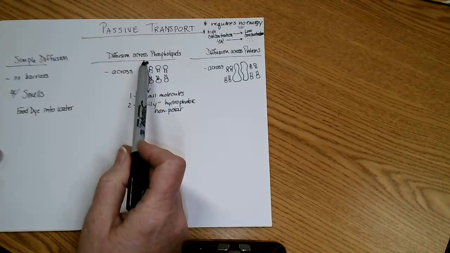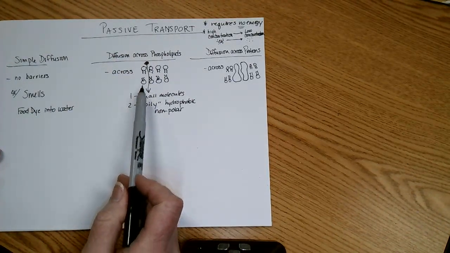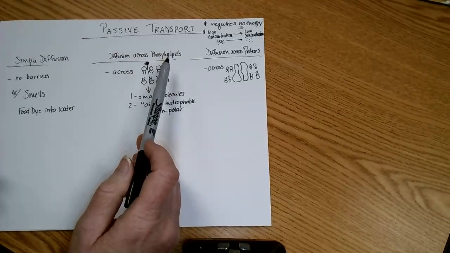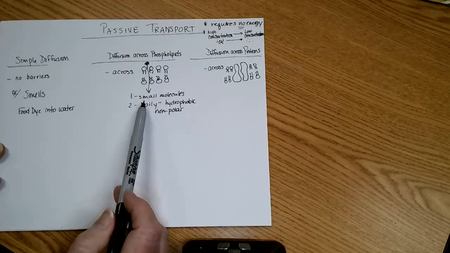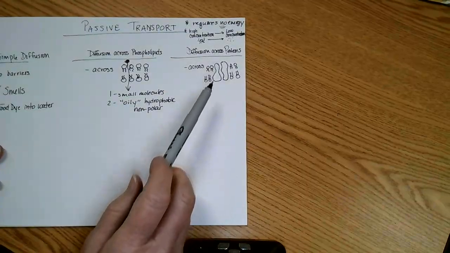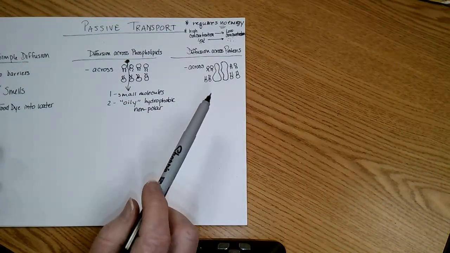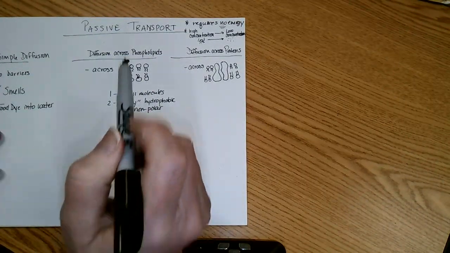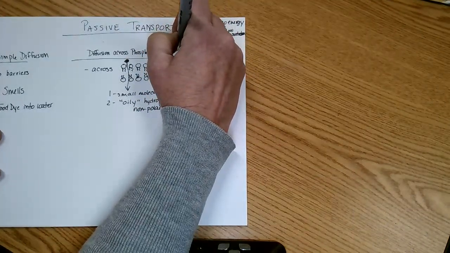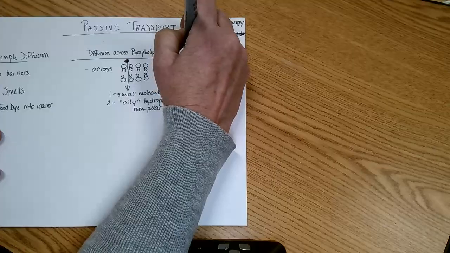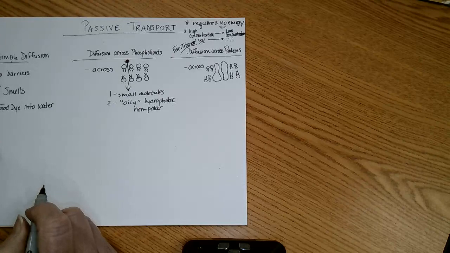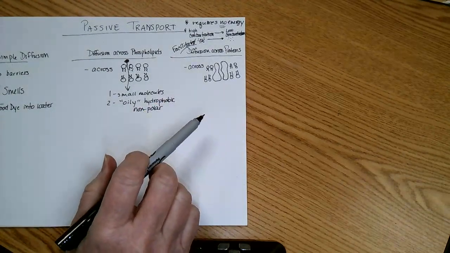Okay, so if a molecule is going to cross across the membrane and it's going to go across the phospholipids, we call that diffusion across a membrane, but specifically the phospholipids. And it's got to be small and greasy or oily. Okay, now what if it wants to go across the proteins? Well, we call this a different type of diffusion. We actually call it facilitated diffusion, because we're saying that the proteins are going to facilitate this.